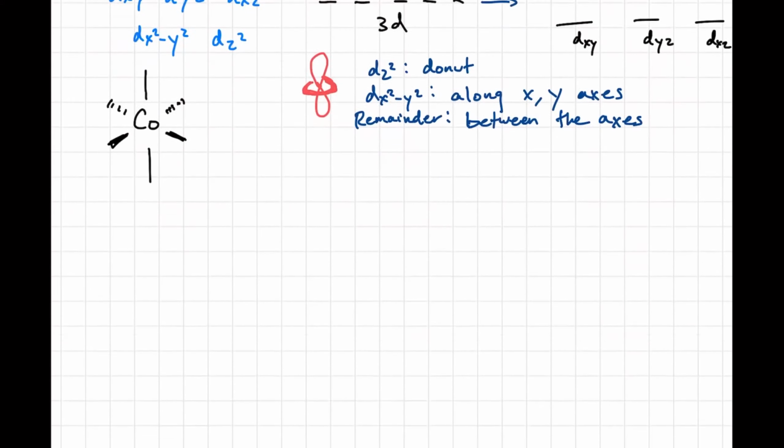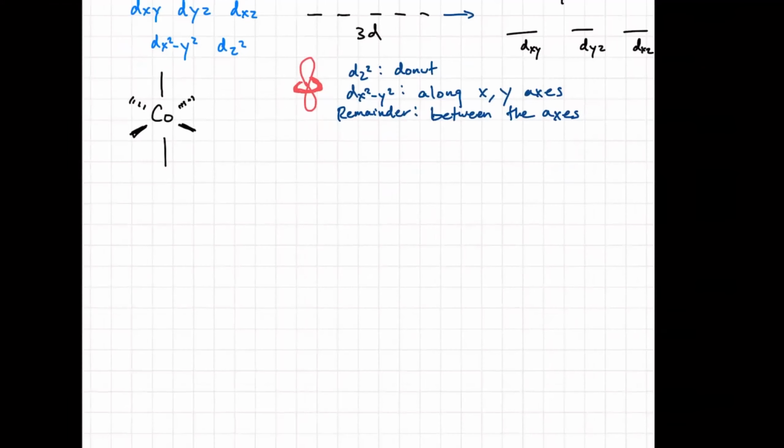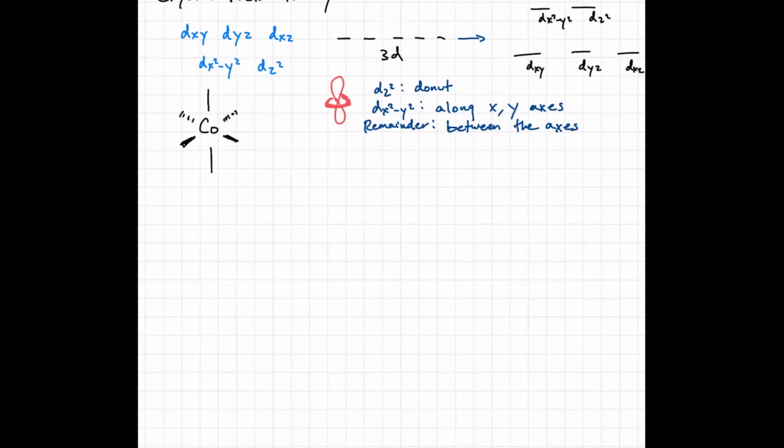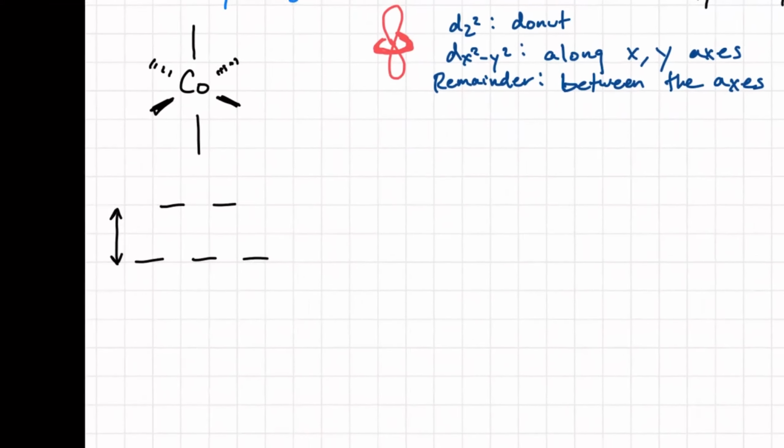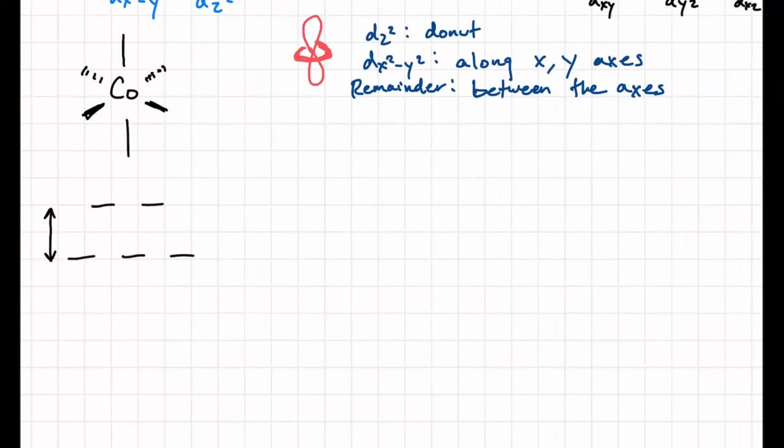And so if I scroll down a little bit, there are actually certain factors that can dictate how big that energy gap is. You'll see it labeled as delta O, delta meaning the difference in energy, and O meaning octahedral.